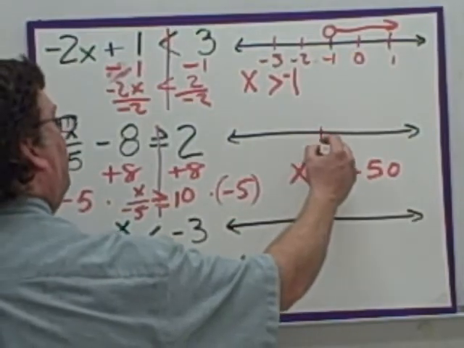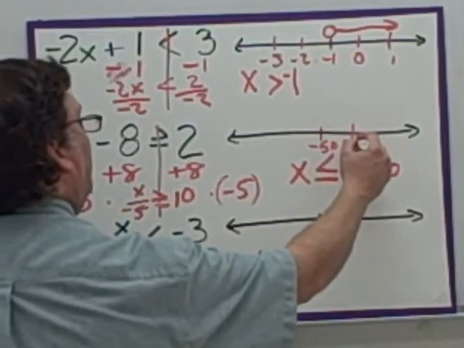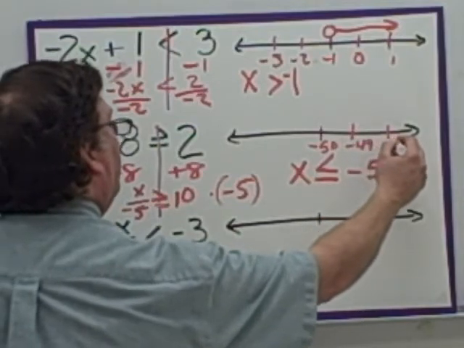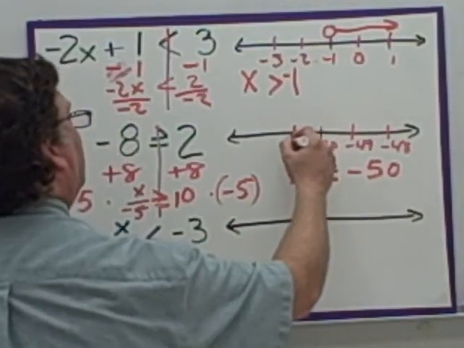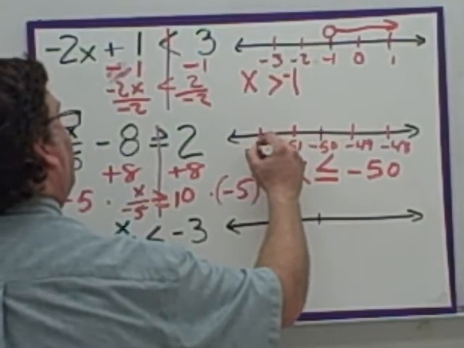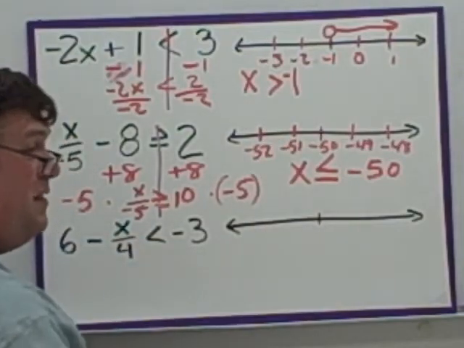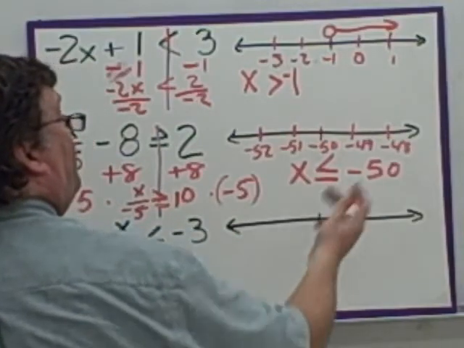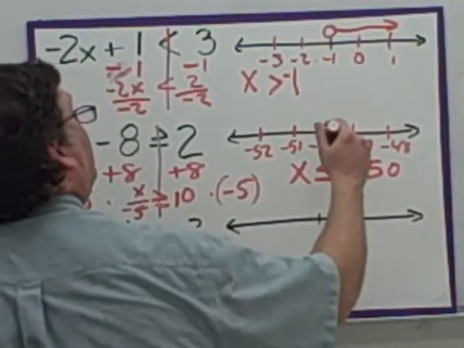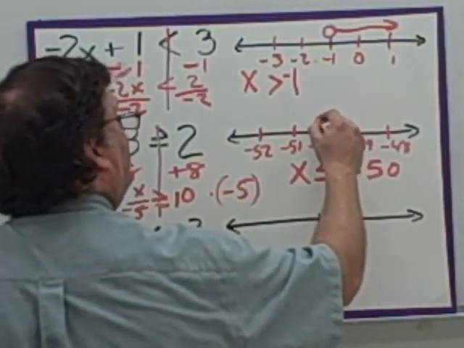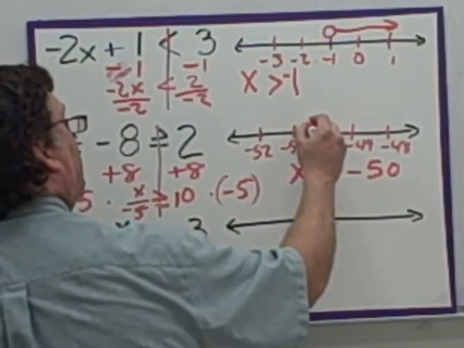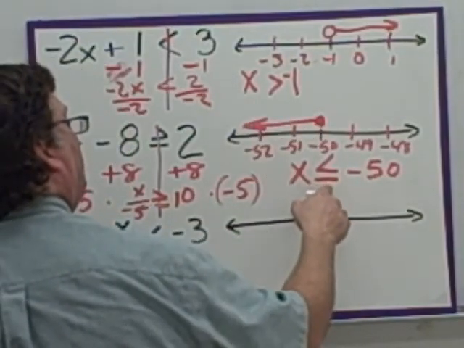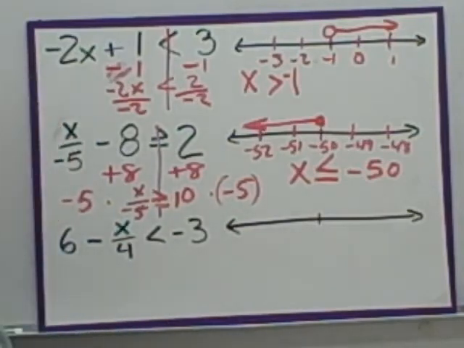So we have negative 50, negative 49, negative 48, negative 51, negative 52. Did I have to count by tens? No, I counted by ones this time. As long as I show a couple numbers to both sides, I'm good to go. Closed circle because of the or equal to, to the left because we have a less than symbol with the variable on the left-hand side.